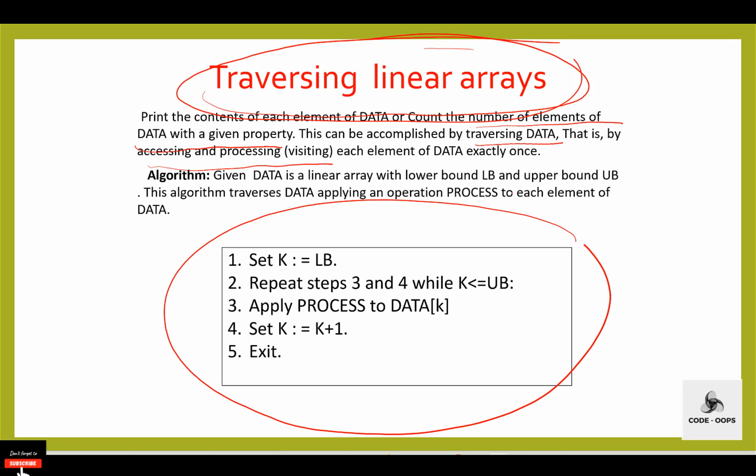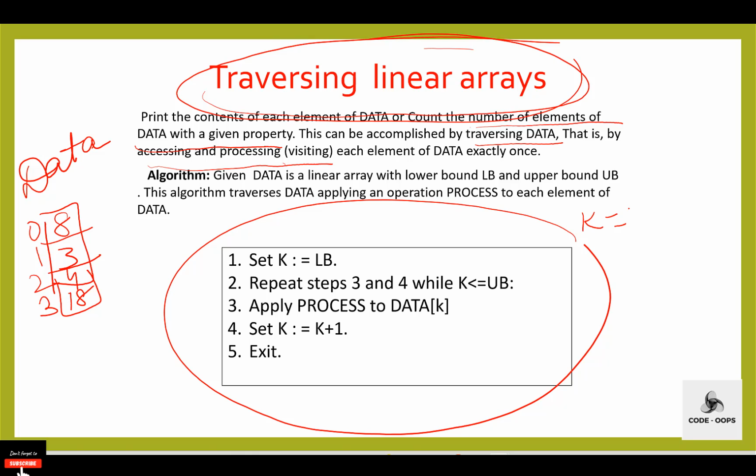This is an algorithm for traversing a linear array. In this algorithm, data is the name of the array, LB is the lower bound, and UB is the upper bound. For example, data is the name of the array and the array has 4 elements in total. The first element is stored at index 0, the second at index 1, the third at index 2 and the last element at index 3. So first of all, set k equal to the lower bound. The value of k is the value of the lower bound. The lower bound is 0. Lower bound is the starting index of an array.